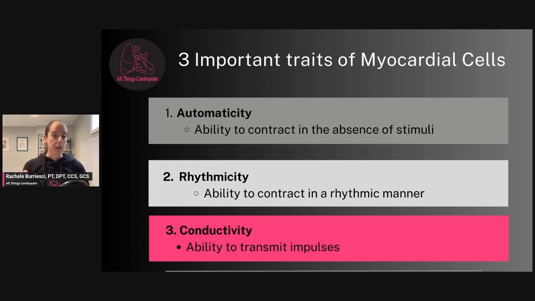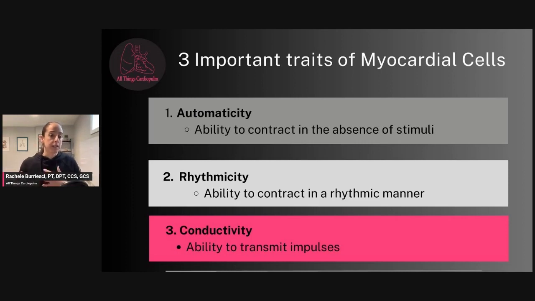It is also rhythmic. It has the ability to contract in a rhythmic manner. And we know this because when we think about the heart, we think about it beating, we think about a pulse. And when we assess pulse, we think about its rhythm. Boom, boom, boom, lub-dub, lub-dub, lub-dub. In a normal working electrical conduction system, the heart is beating in a regular rhythmic manner.